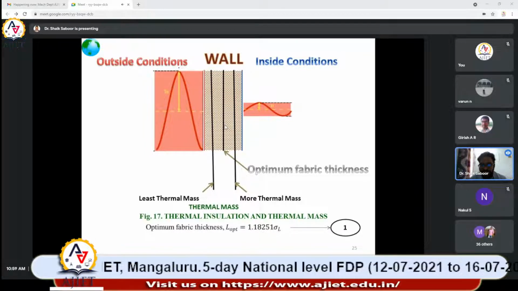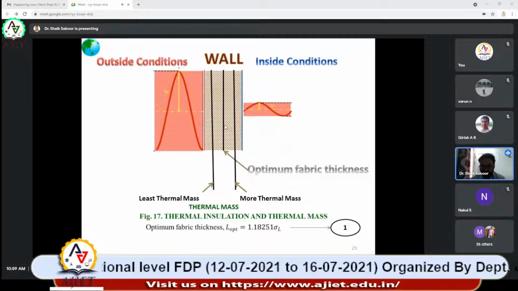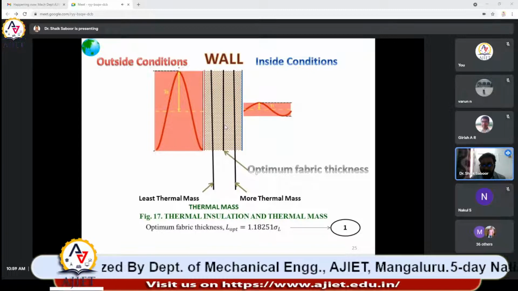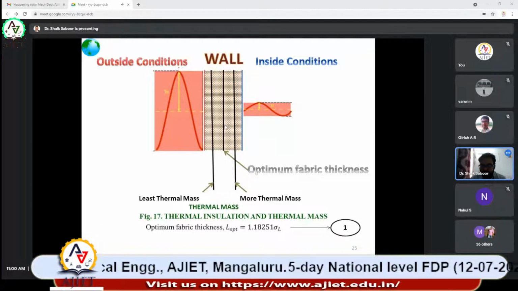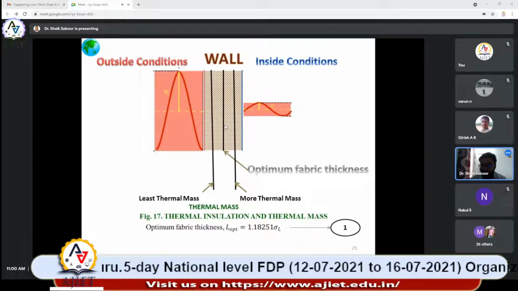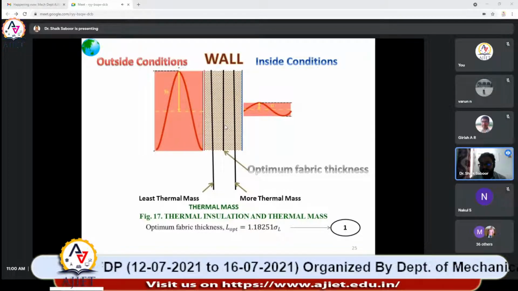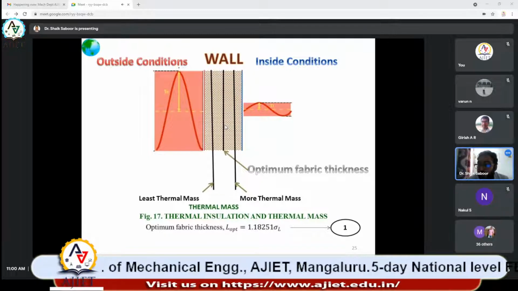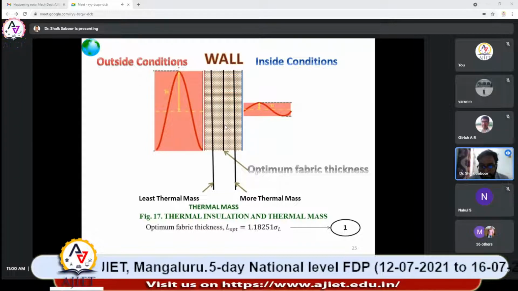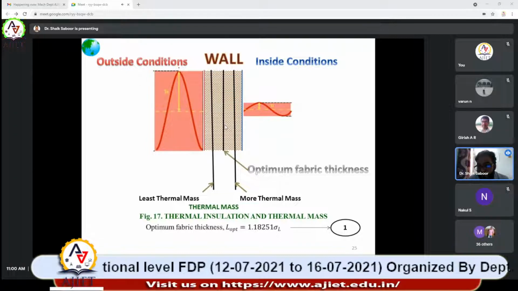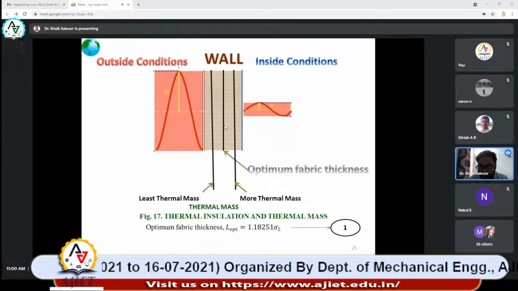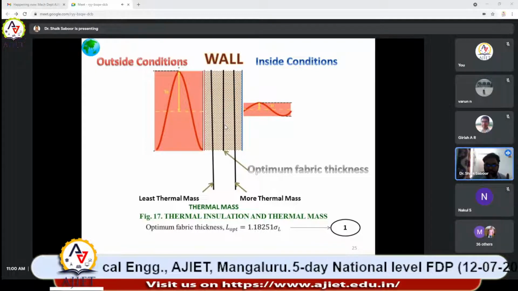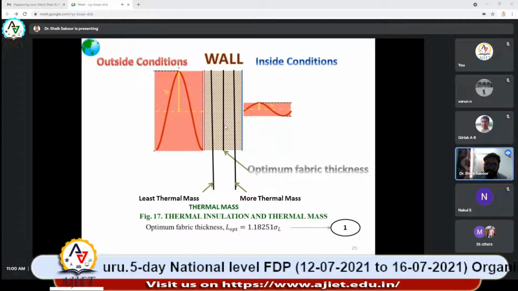Thermal insulation means it can resist the flow of heat, but it cannot store the heat. Thermocol can resist the flow of heat, but it cannot store the heat, whereas brick can store the heat, but it cannot resist the heat like thermocol, right? For our building, we need to have optimum thermal mass and also optimum thermal insulation. If you use all together, thermocol with brick, then you are going to get comfortable conditions.